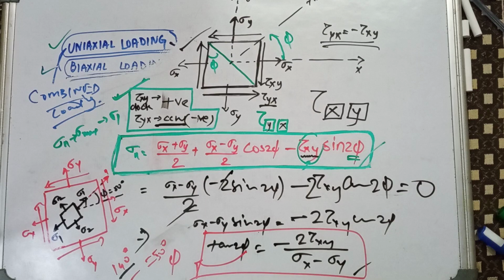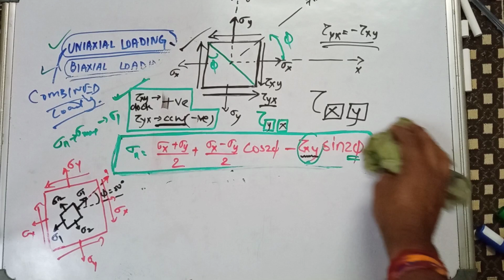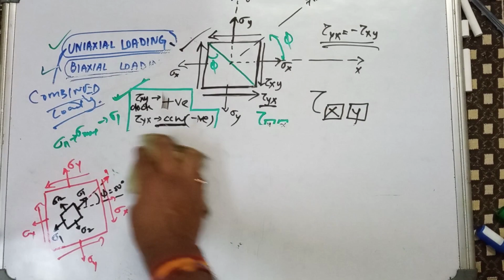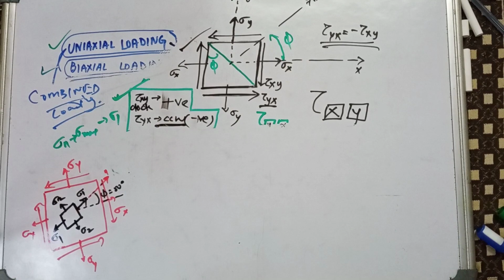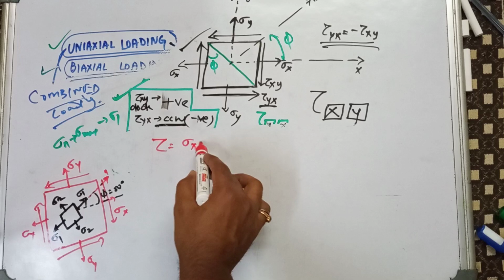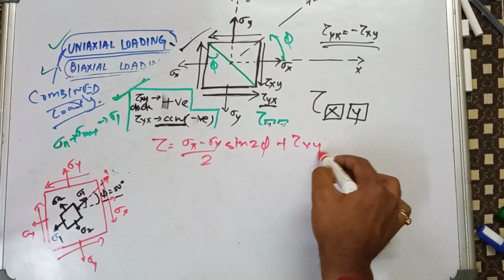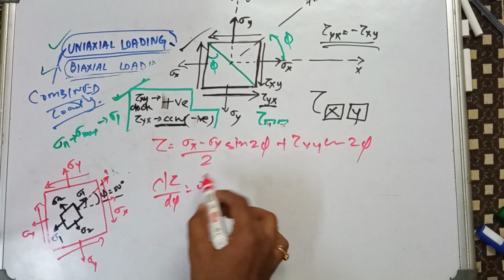Now let us understand where shear stress will be maximum. For that, I am erasing this formula, but I need to write the formula of shear stress. Quite obvious: tau is nothing but sigma x minus sigma y by 2 sine 2 phi plus tau xy cos 2 phi. So d tau upon d phi will be equal to 0.